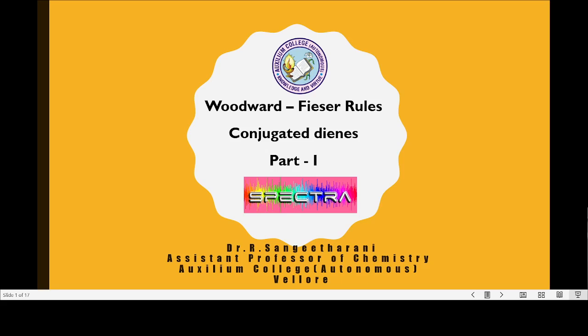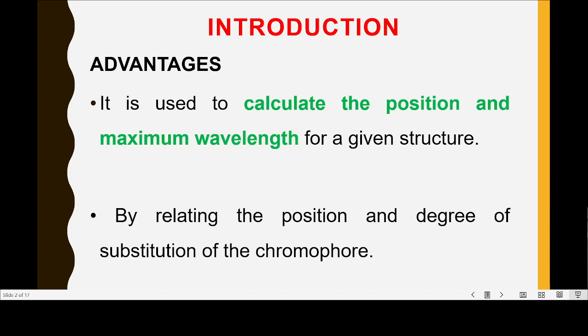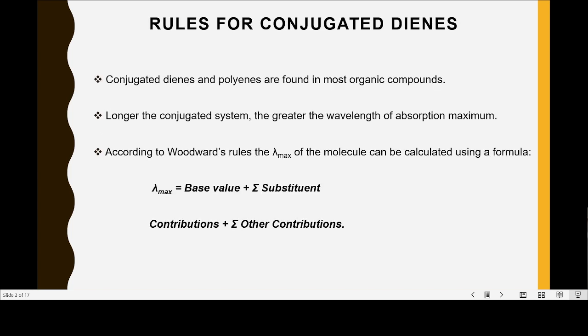Hi everybody. In this video lecture, we are going to discuss how to calculate the lambda max values for conjugated dienes by using Woodward Fieser rules. The purpose of the Woodward Fieser rule is to calculate the position and maximum wavelength for any organic structure.